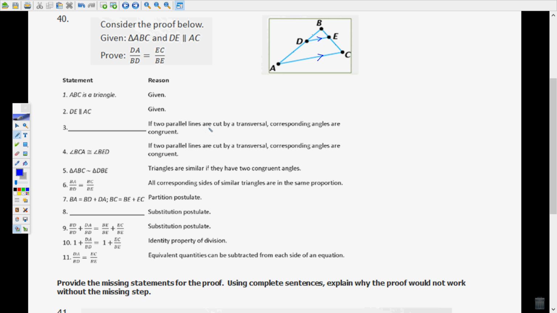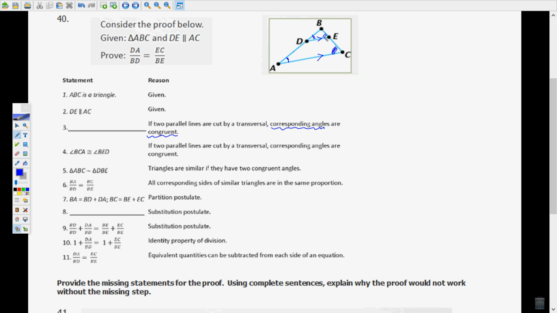Let's see what this says. If two parallel lines are cut by a transversal, corresponding angles are congruent. So what you're going to do is go up here to this picture and ask yourself which angles here are corresponding angles. So we have BDE corresponds with BAC. We also have angle BED that corresponds with angle BCA. Those are also congruent corresponding angles. But if you look on the next line, it says angle BCA is congruent to angle BED. BCA and BED, so it already covers these two.